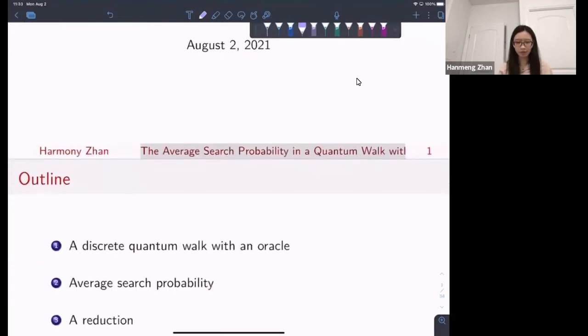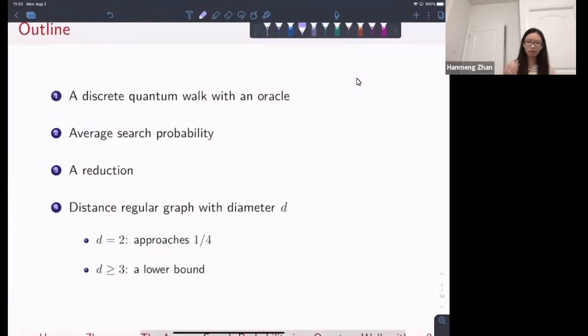Okay, so here's the plan for my talk. I will first start with the definition of a quantum walk without and with the oracle. Okay, and the latter case is actually just a search algorithm on a graph. And then the success probability of this algorithm is really just the probability that your quantum walker lands on a particular arc after some measurement. Okay, and then I will define this so-called average success or average search probability and show you that after a series of reductions, this is really just a graph invariant of a subgraph.